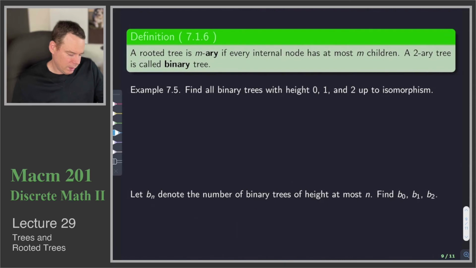And now we'll just introduce one last bit of terminology. And this is what an m-ary rooted tree is. So an m-ary rooted tree is one for which every internal node or vertex has at most m children. So every internal node has at most m children coming off of it. In the case where m is 2, a 2-ary tree is also referred to as just a binary tree. So that's where every internal node has at most 2 children coming off it. So let's find all binary trees of height 0, 1, and 2 up to isomorphism. So we'll list them by their height.